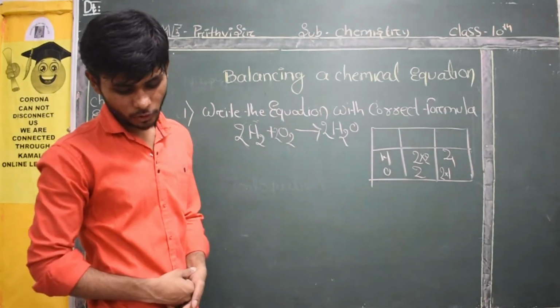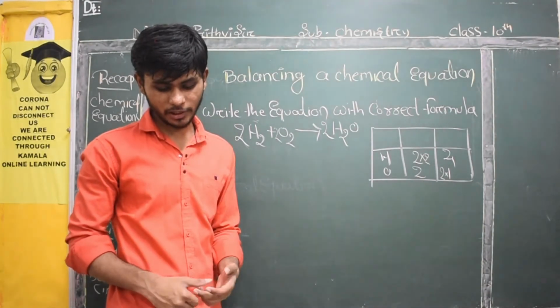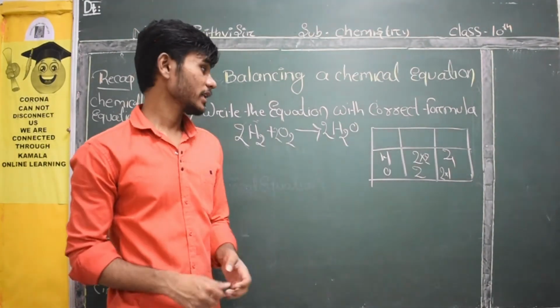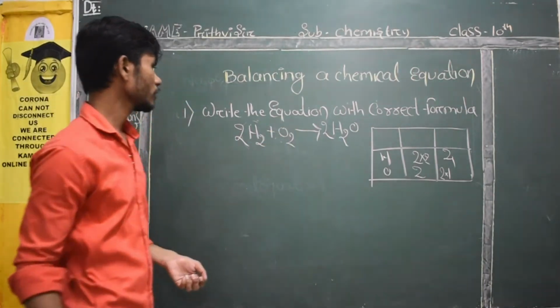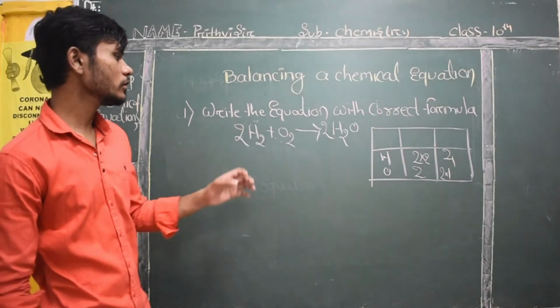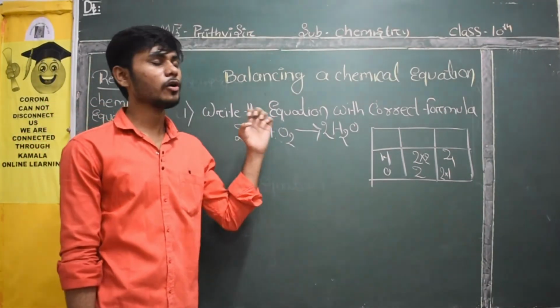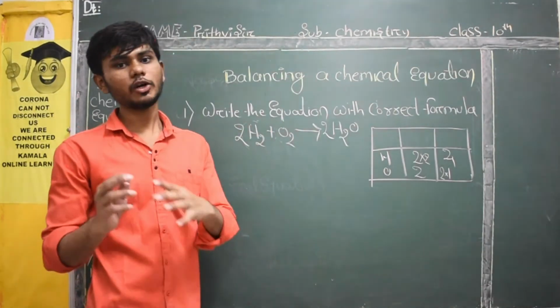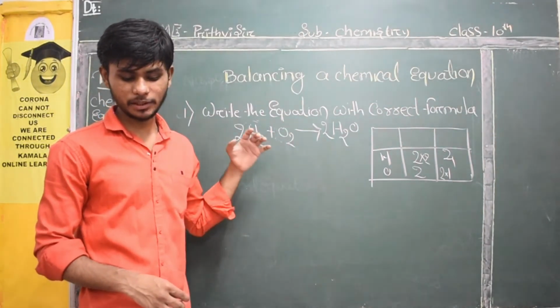And step number 4, verify the equation for the balancing of atoms on both sides of the equation. After writing everything, you need to verify at last. In the fourth step, the most important one is to verify the entire equation, whether the reactant side and product side are equal or not. These are all the steps involved in balancing a chemical equation.